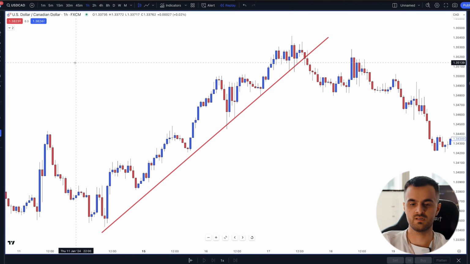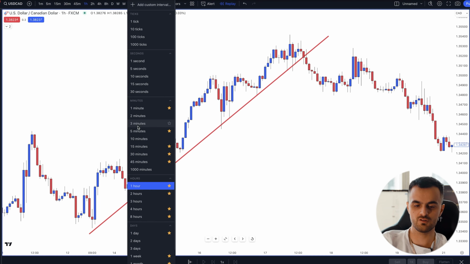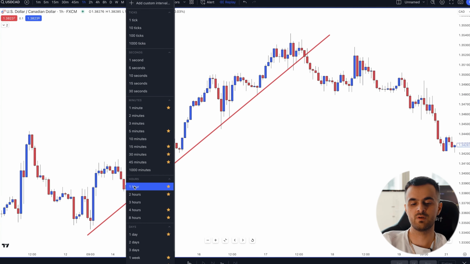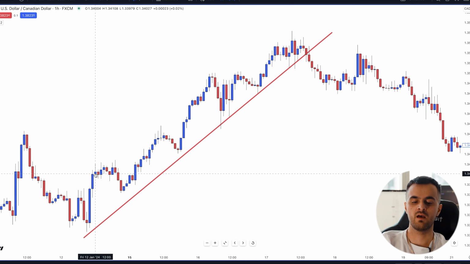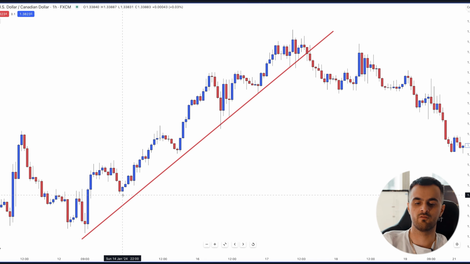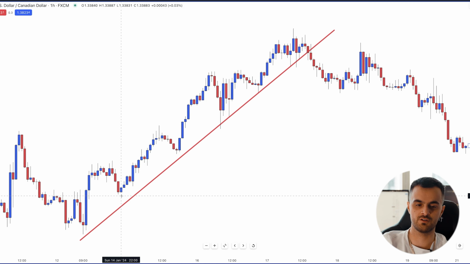If we look at USD CAD here, we're on the 1 hour time frame. So I have the 1 hour time frame selected. That means every candlestick going up is 1 hour of price movement. Every candle going down is 1 hour of price movement. So we're looking at a good piece of the chart here.